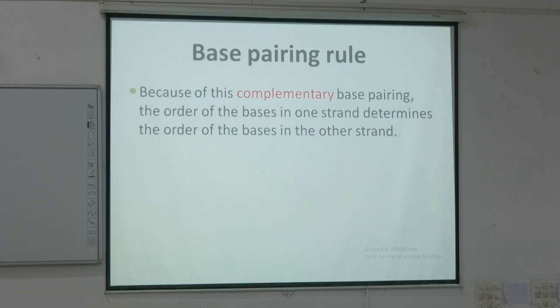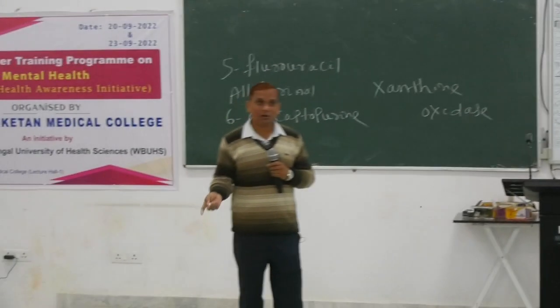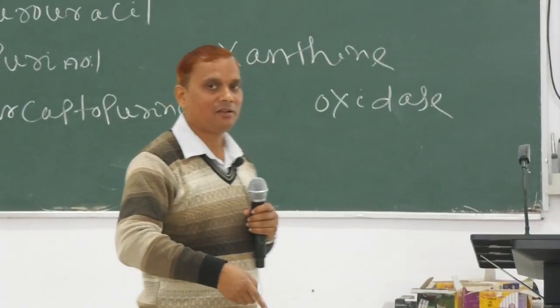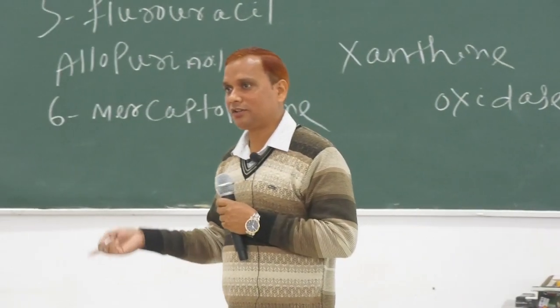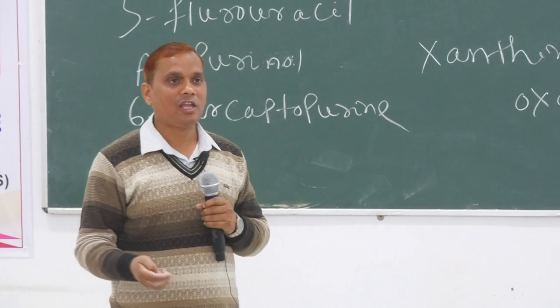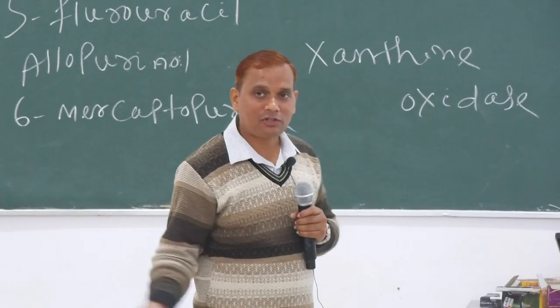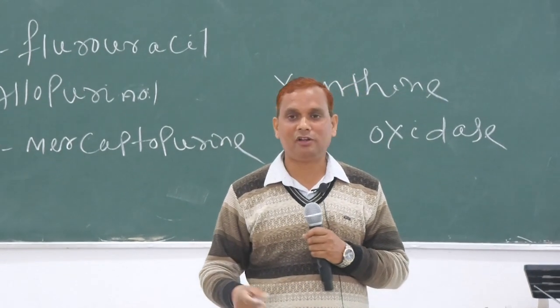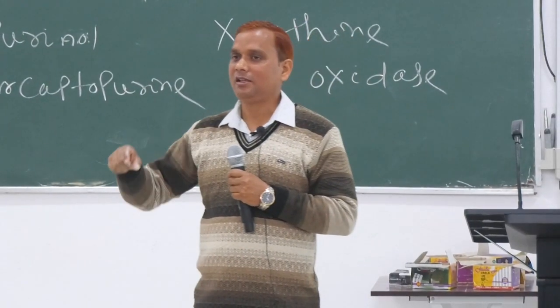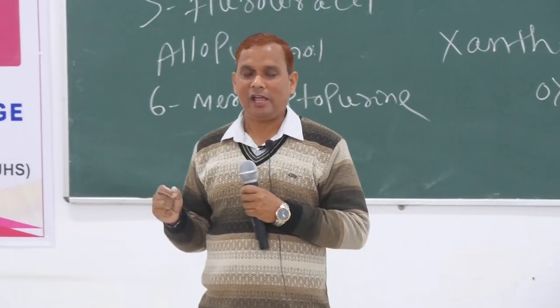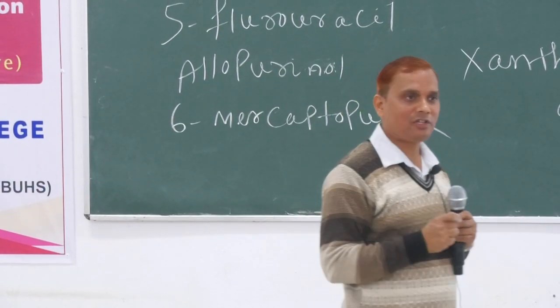Complementary base pair. How does it form a complementary base pair? The order of bases in one strand determines the order of bases in the other strand. That means if A is in one strand, what should be in the other strand? T should be there. If cytosine is in one strand, what should be the complementary base in the other strand? Guanine will be there. And what is the bond between A and T? That is a double hydrogen bond. And between C and G, that is a triple hydrogen bond.